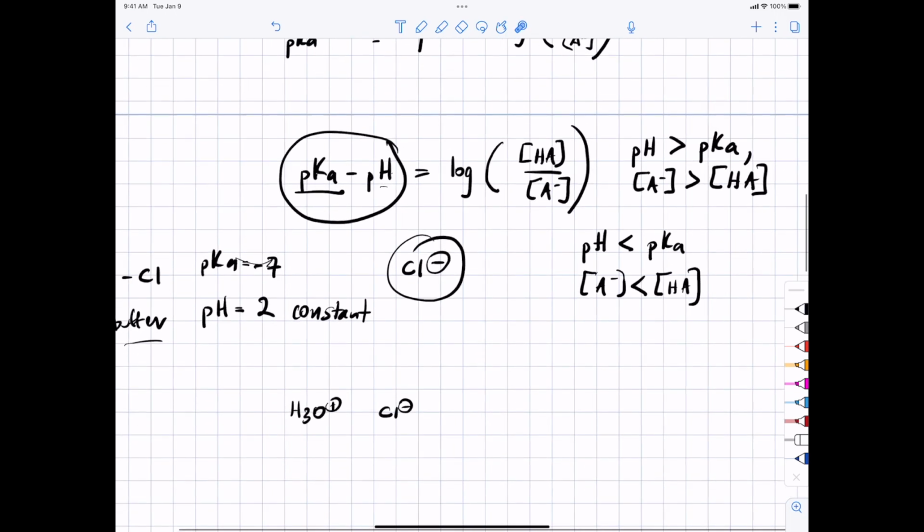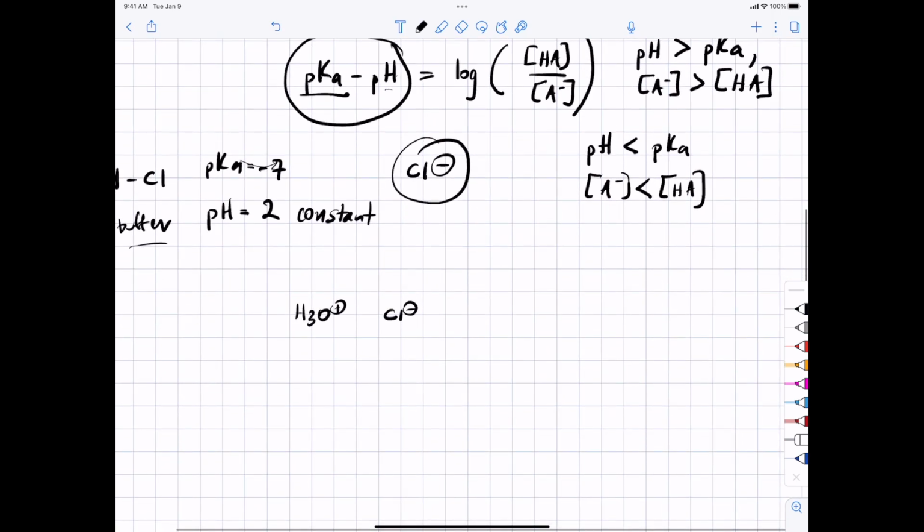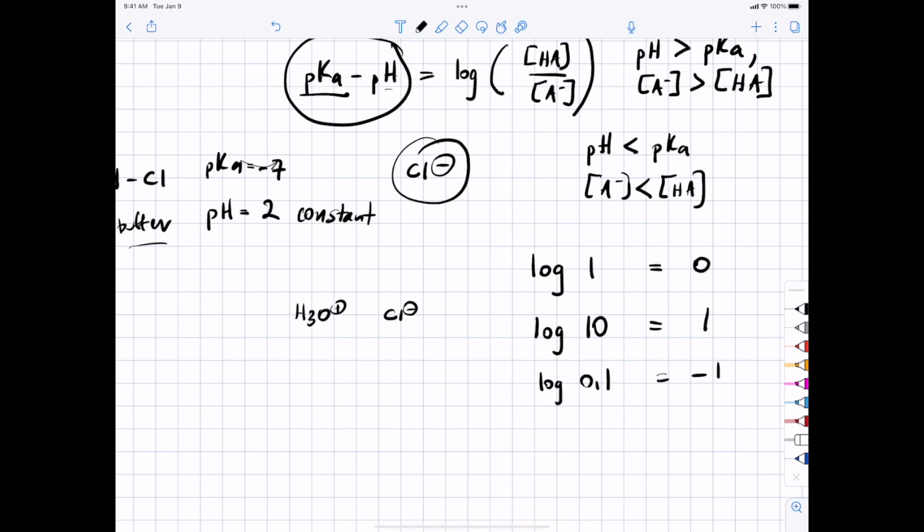And this is a property of logarithms. Let me just show you this. I guess I oversimplified when I told you if you could count and divide by 2, it would be enough. You don't have to do logarithms in your head, but it's helpful to know the logarithm of 1 is 0. The logarithm of 10 is 1. The logarithm of 0.1 is -1. So if a ratio is less than 1, the log should be negative.